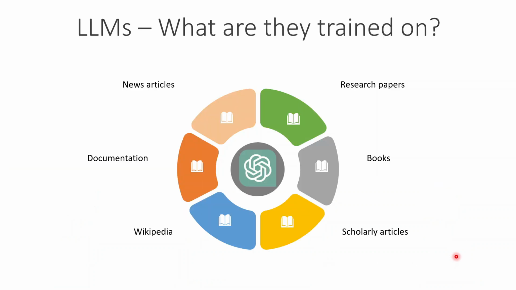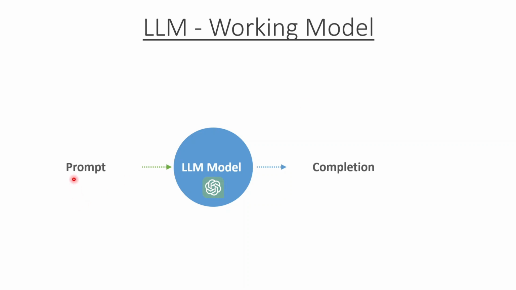By now, we know that LLMs are trained on massive datasets. But what datasets are they trained on? They have been trained on news articles, documentation, Wikipedia, scholarly articles, books, research papers, etc. This is not an exhaustive list. There are other datasets as well on which they have been trained. Let's understand the working model of LLM and how we interact with them. Prompts are input texts provided by users, basically queries. LLMs read input text and provide contextual answers or output called completion.